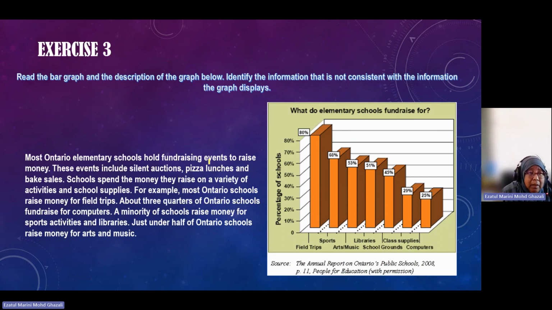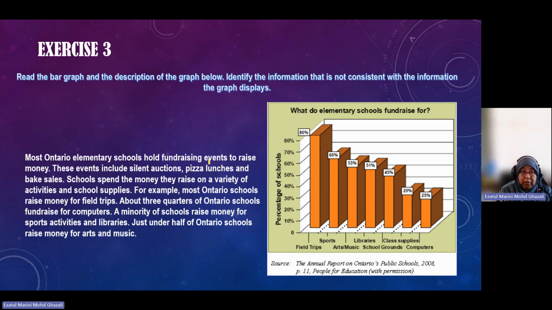Let's have a look at exercise 3. Read the bar graph and the description of graph below and identify the information that is not consistent with the information the graph displays. Okay, let's have a look at the graph. What type of graph is this? Line graph, bar graph, or pie chart? This is a bar graph.